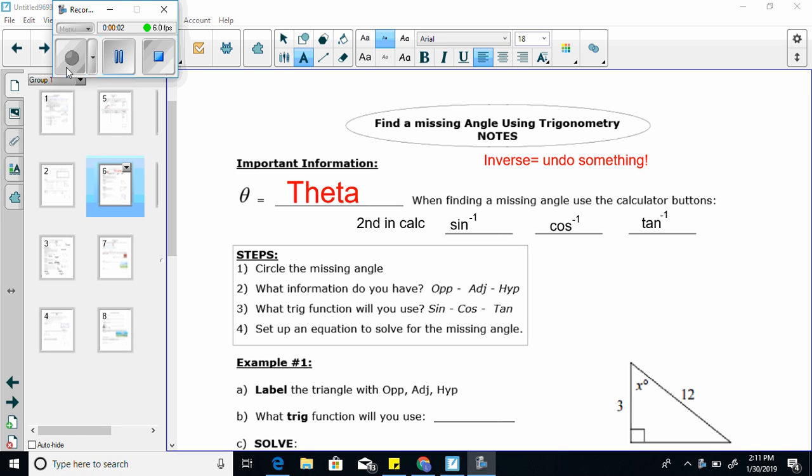Hello, this is finding a missing angle using trigonometry. This is probably one of the most useful things in trigonometry, finding a missing angle. As you'll see down here in our examples, we can't just use the triangle sum theorem because we don't know this angle, we only know one angle. In my opinion, this is one of the most useful parts of trig.